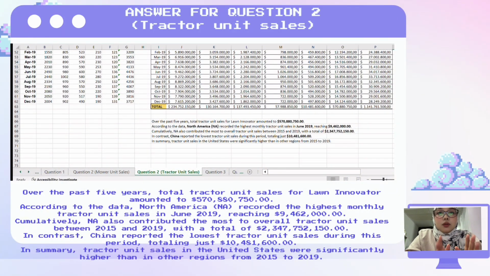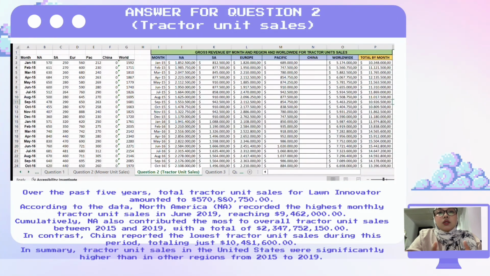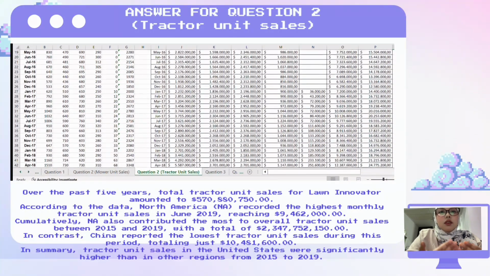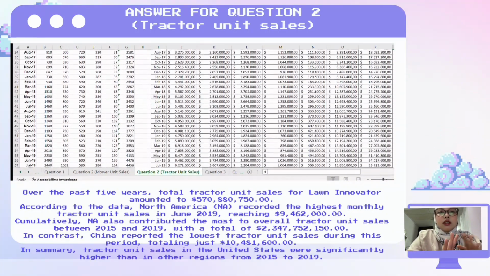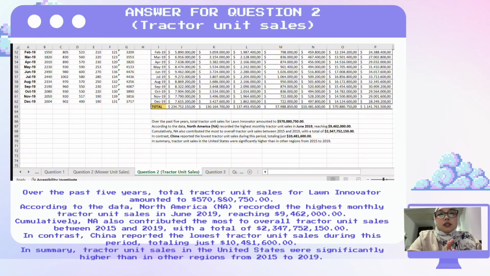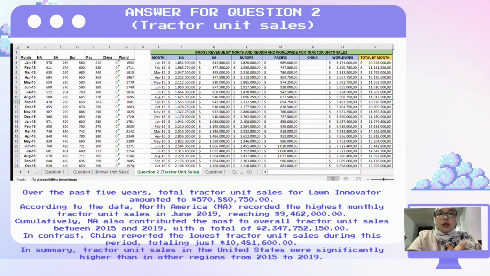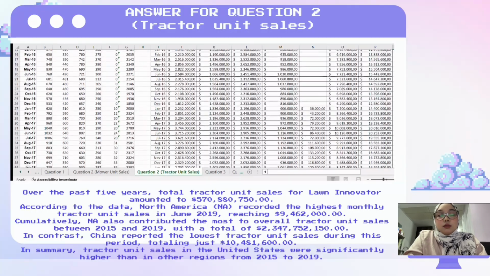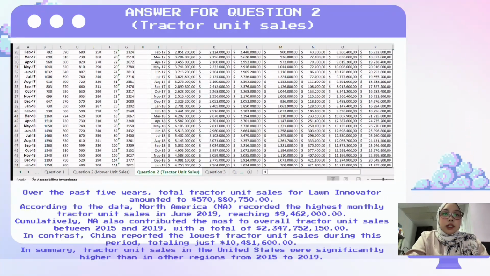9,642,000. Cumulatively, North America also contributed the most to overall tractor unit sales between 2015 and 2019, with a total of 2,347,752,150. In contrast, China reported the lowest tractor unit sales during this period, totaling just 10,481,600 USD. In summary, tractor unit sales in the United States were significantly higher than in other regions from 2015 to 2019.